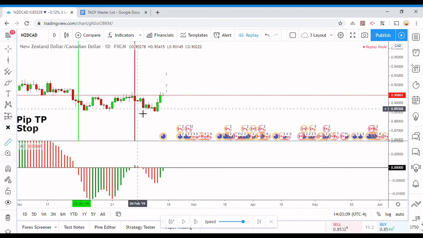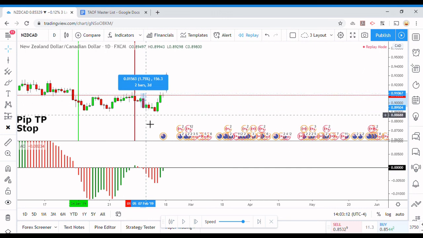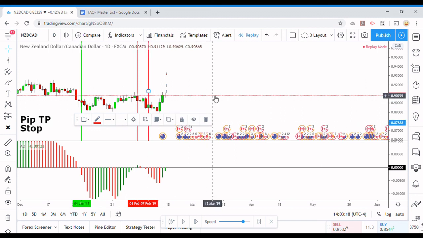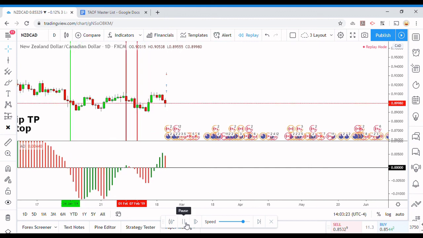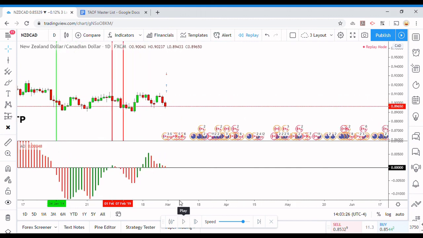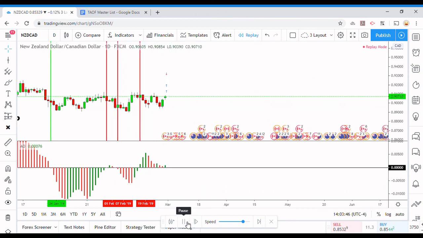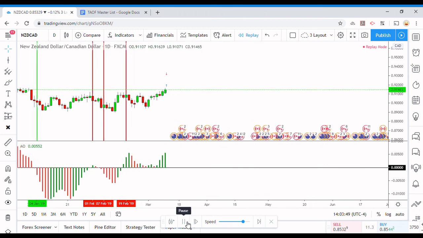Let's see. Let's measure it out. That was a loss there. And it gave us a buy signal there. And took a loss again. It's not looking too great.